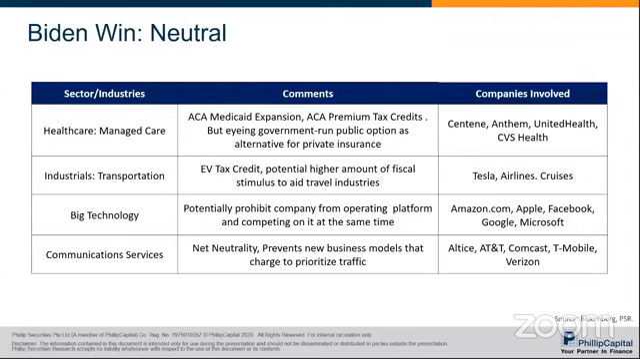Whereas for neutral, we are referring to a kind of mixed impact. Some healthcare portions, such as insurers, may be quite mixed under Biden, and also transportation, big tech, and communication services. Of course I won't be going in depth. This webinar is recorded, so you can refer back to read through the comments yourself.